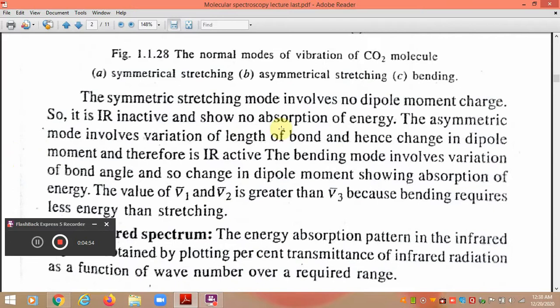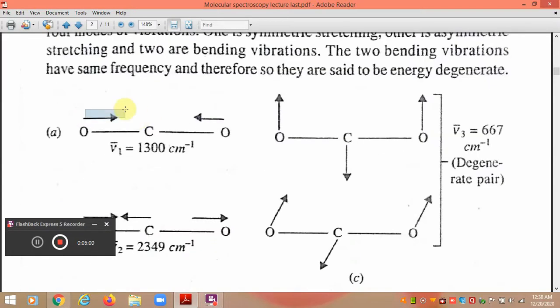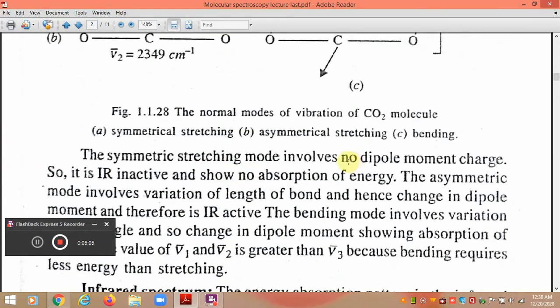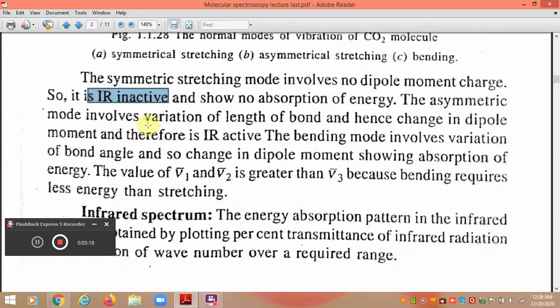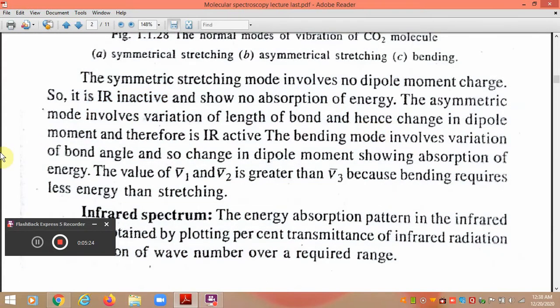The symmetric stretching mode involves no change in dipole moment, because this change is cancelled by this change. That's why the symmetrical stretching mode of vibration does not involve any change in dipole moment during vibration. So this is an IR inactive mode of vibration and shows no absorption of energy. The asymmetric mode of vibration involves a variation in the length of the bond and hence there is a change in dipole moment during asymmetrical stretching. Therefore, it is IR active. It's a very important difference to discuss here.